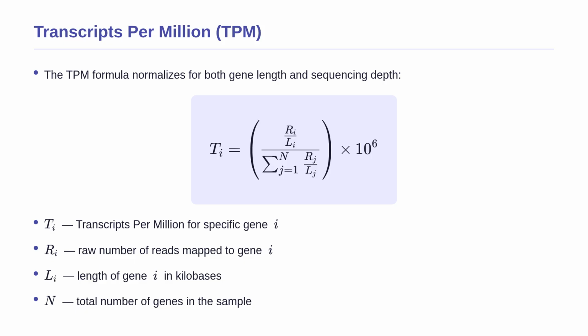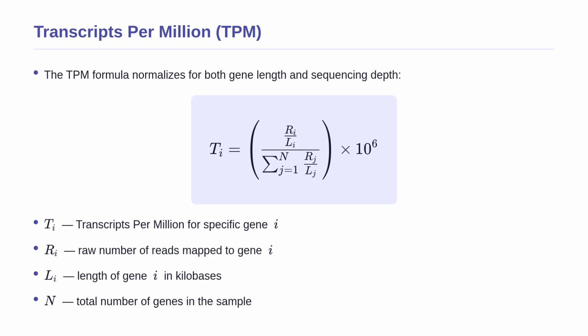Let us look at the mathematical engine behind this normalization. The transcripts per million formula might look complex, but it is actually very elegant. Conceptually, it first divides the raw reads by the gene length to remove the length bias, giving a rate of reads per kilobase. Then, it divides that rate by the sum of all rates in the sample to find the gene's relative fraction of total activity. Finally, it multiplies by 1 million to scale it.